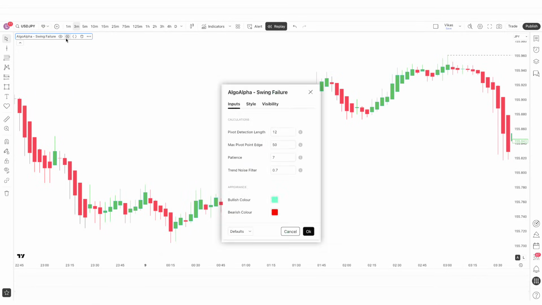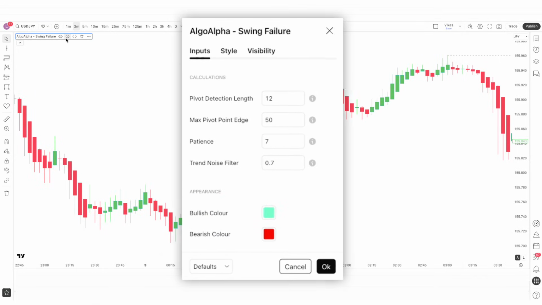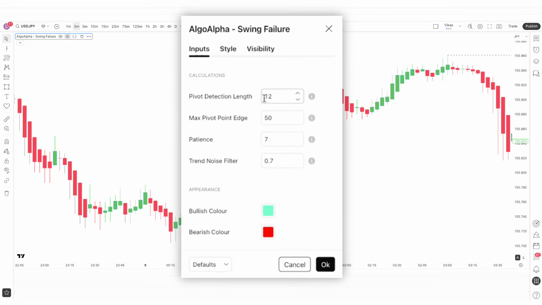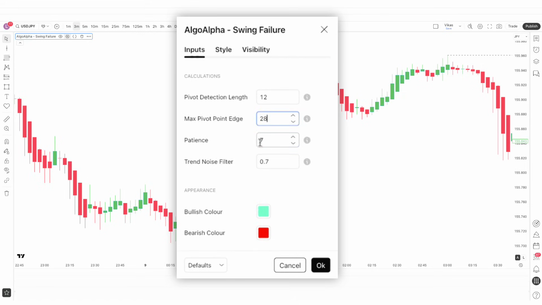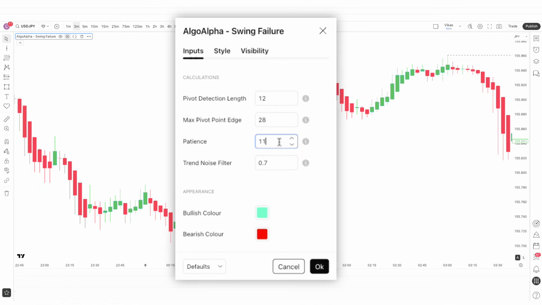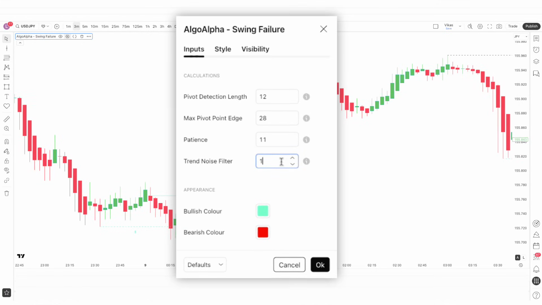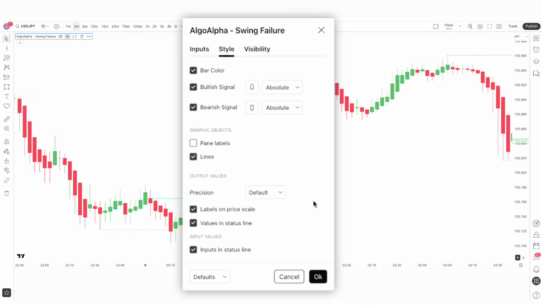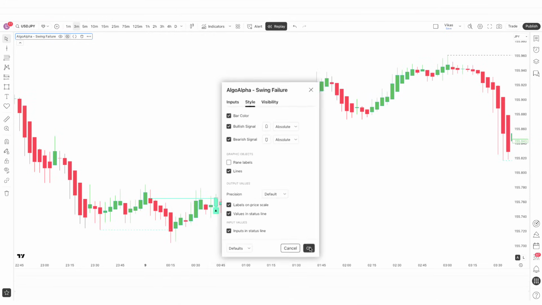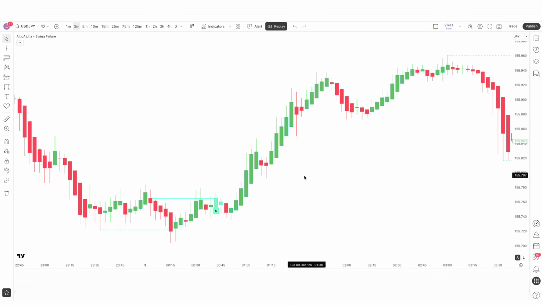Now the indicator settings change for perfect signals. First, we change the max pivot point edge option from 50 to 28. And after that, change the patience option from 7 to 11. And after that, change the trend noise filter option from 0.7 to 1. And we have to keep these options hidden. And here everything is fine after that. Click OK.